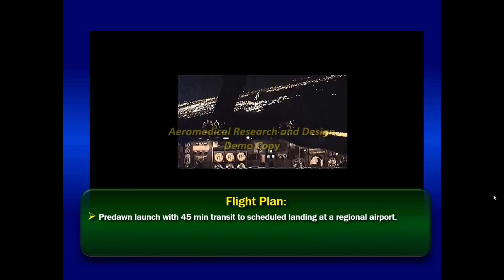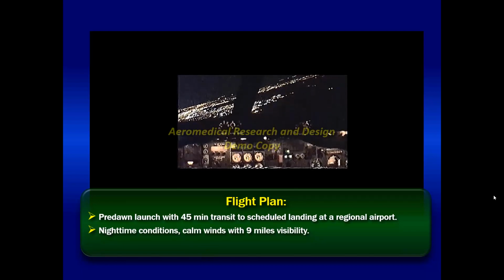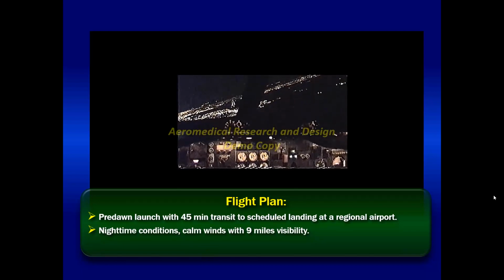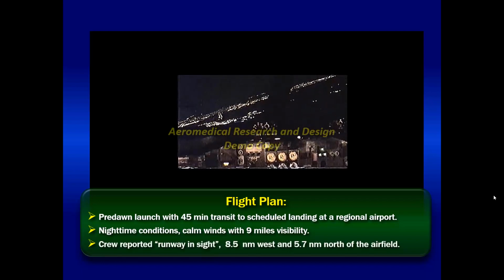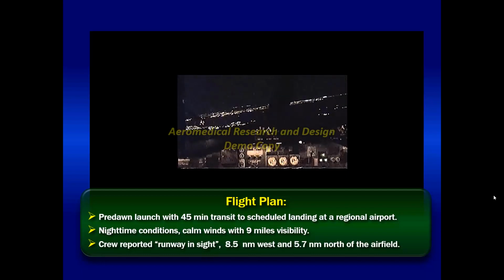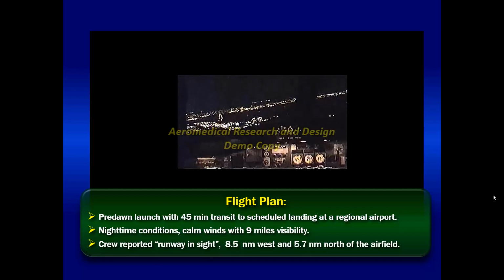Although it was early morning, they were still flying in nighttime conditions with calm winds and relatively clear weather with 9 miles of visibility. After descending and holding at 3,000 feet, the crew reported they had the runway in sight as they arrived at a point 8.5 nautical miles west and 5.7 nautical miles north of the airfield.